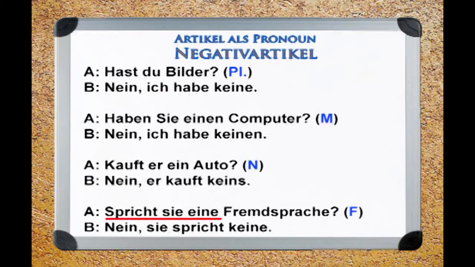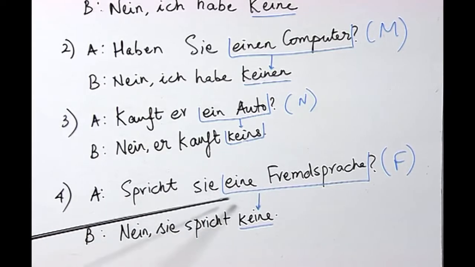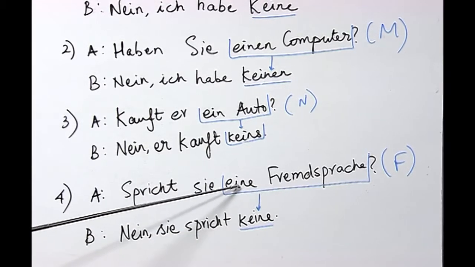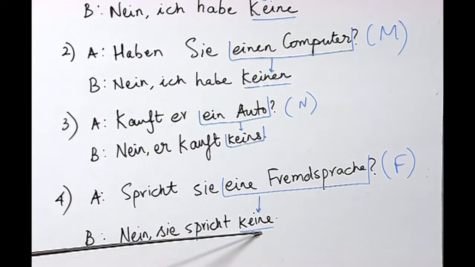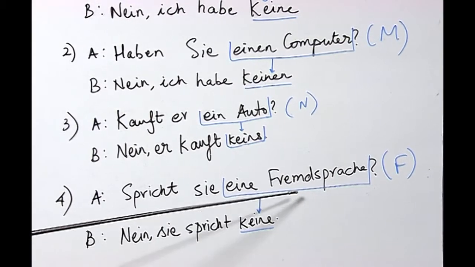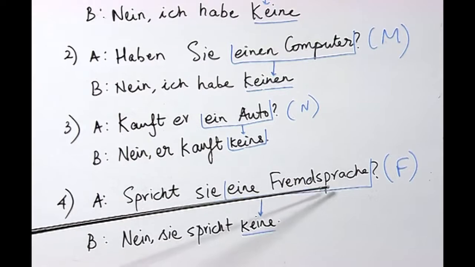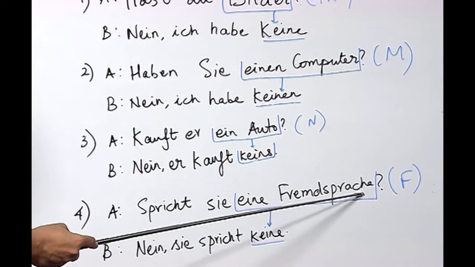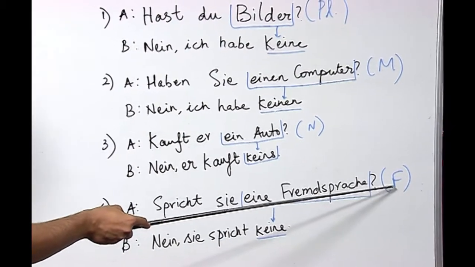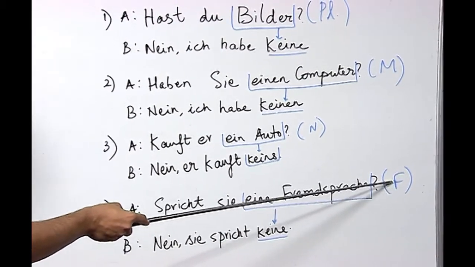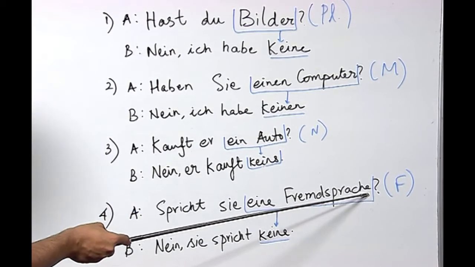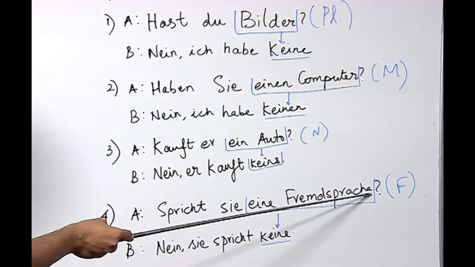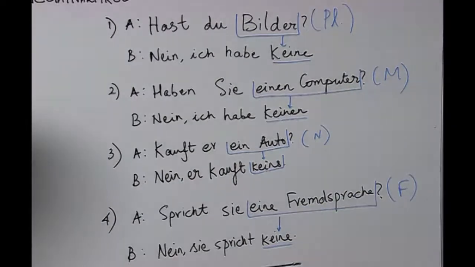Now, let us look at this sentence. Spricht sie eine Fremdsprache? Here, the noun Fremdsprache along with its indefinite article eine has been replaced by keine without any noun. And as you can see, here the noun Fremdsprache is denoted by F, which means that the noun belongs to the feminine gender category, and also you know that nouns which usually end with E or A are feminine in nature.